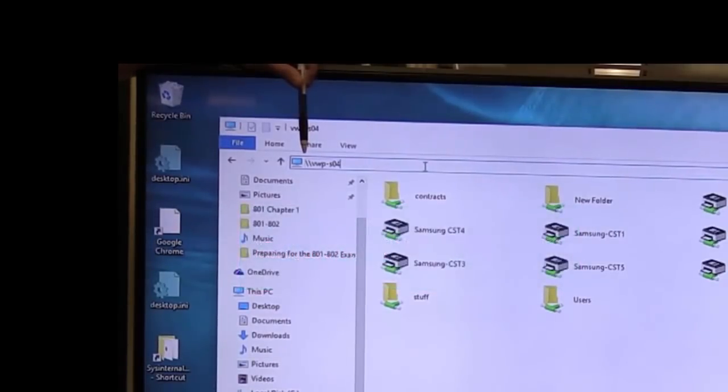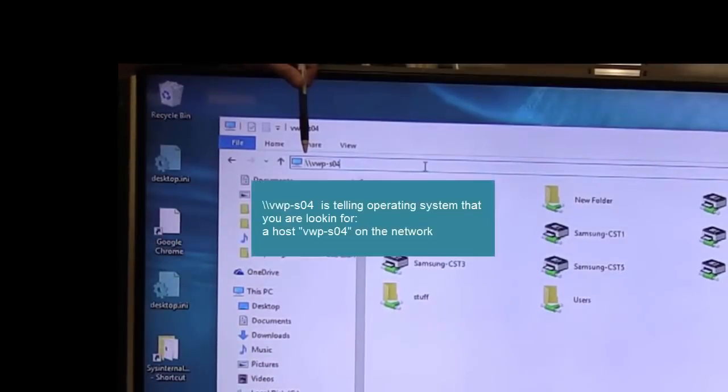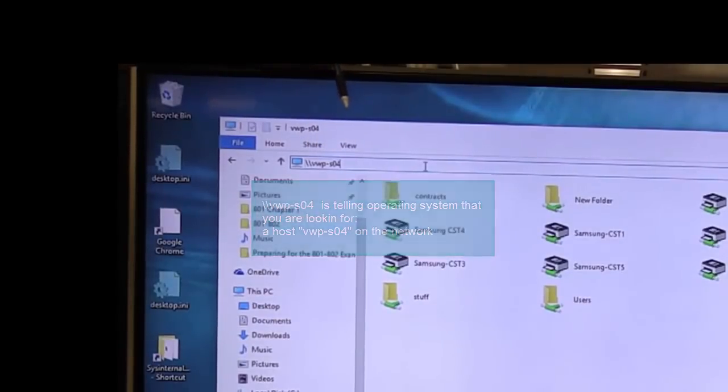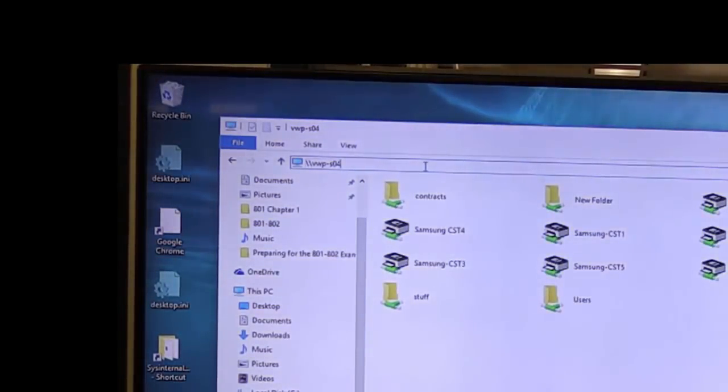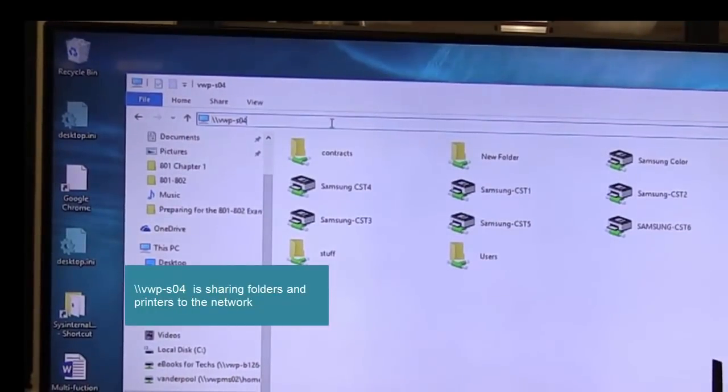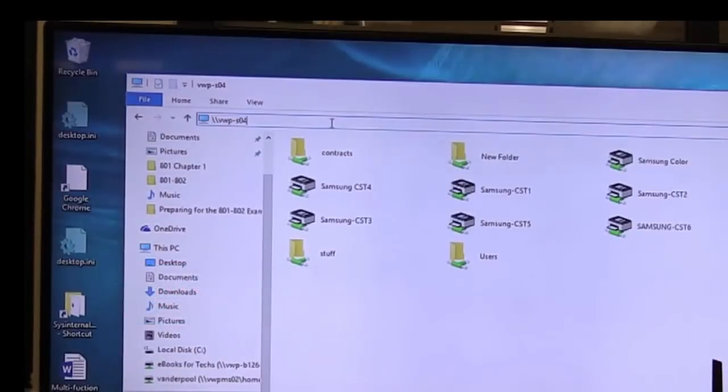It tells the operating system you are looking for a host name. And then you type it in, VWP-SO4. Then it's going to go on the network and look for that host name. And when it does find that host name, if that device has shared resources to the network, you should see them. True? Yes. Okay. How did that happen? How was SO4 able to make folders, contracts, new folder, users, stuff visible to you?